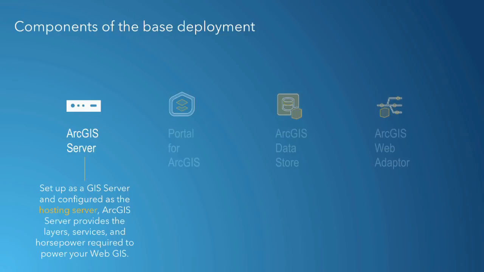Ultimately, there has to be a machine running something somewhere that gives you a URL that spits out JSON. So the hosting server is that thing. The next component is Portal for ArcGIS itself.